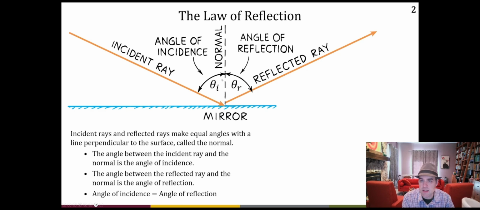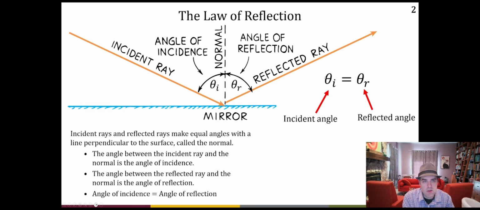So the angle of incidence here, theta i, is the angle from the normal line to the incident ray. Remember, the incident ray is the ray of light that's coming towards the mirror. And the reflected angle, theta r, is the angle from the normal to the reflected ray. Now, for a mirror, the incident angle is always going to be equal to the reflected angle. And this is the law of reflection.